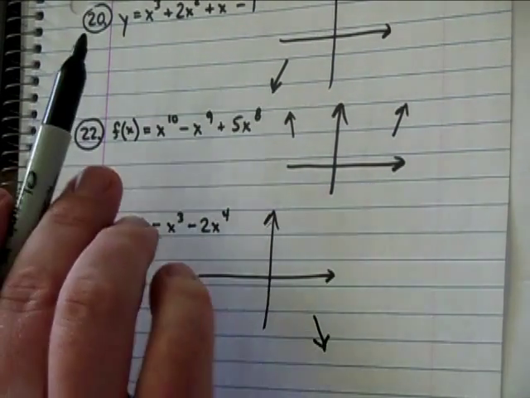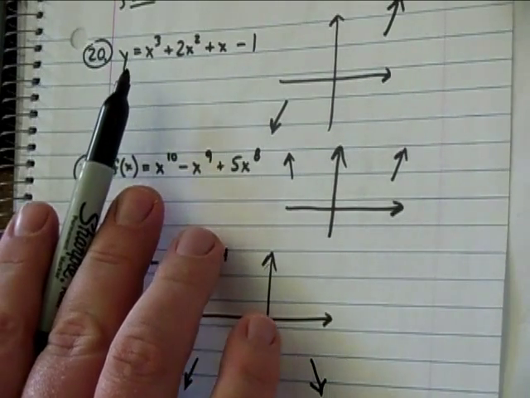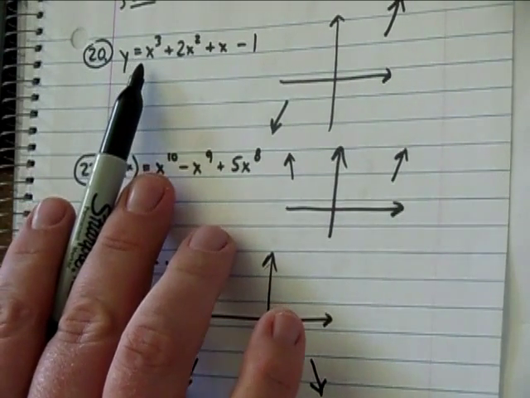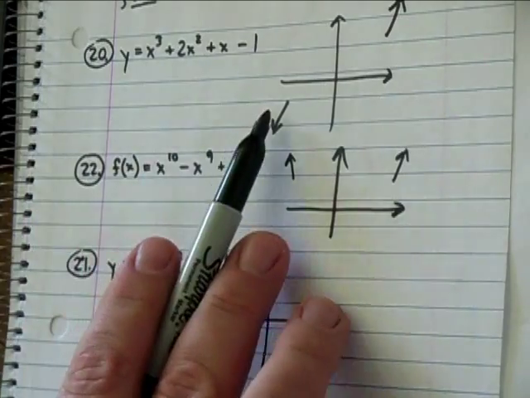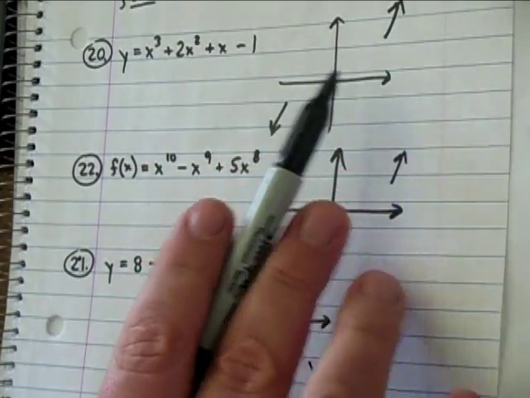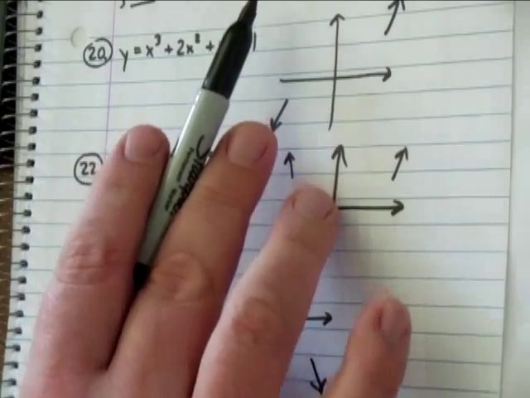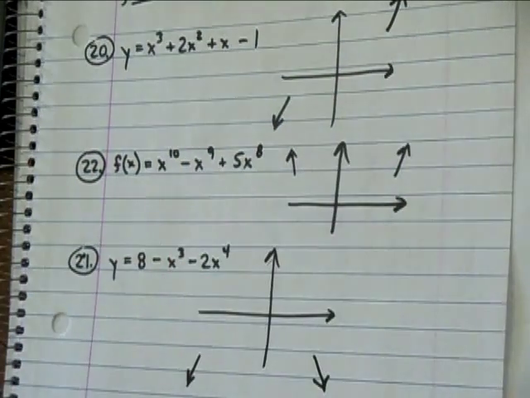Now, incidentally, looking back at problem number 20, if there was a negative in front of this x to the 3rd, then these two arrows would be flip-flopped. So I would have it going up on the left and down on the right.